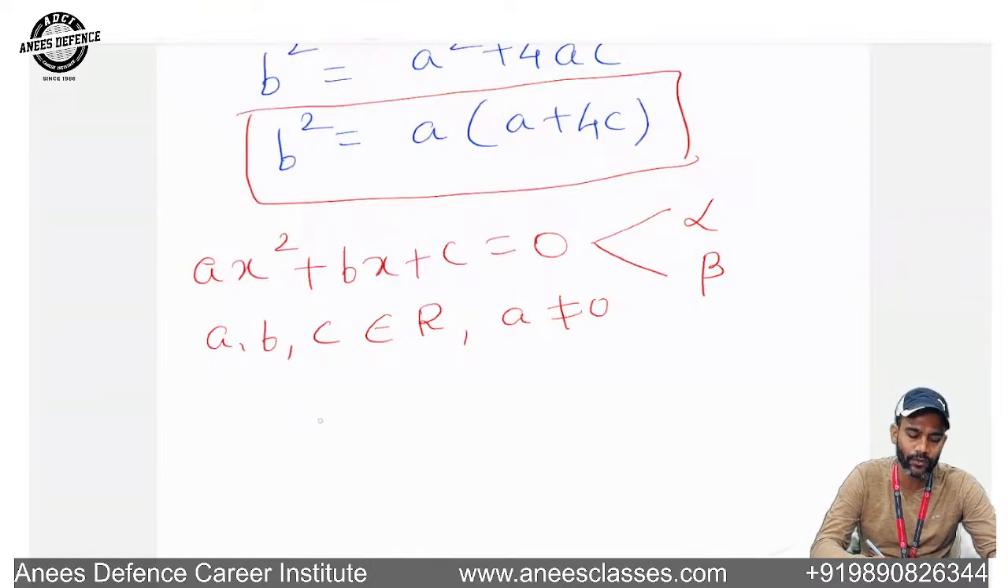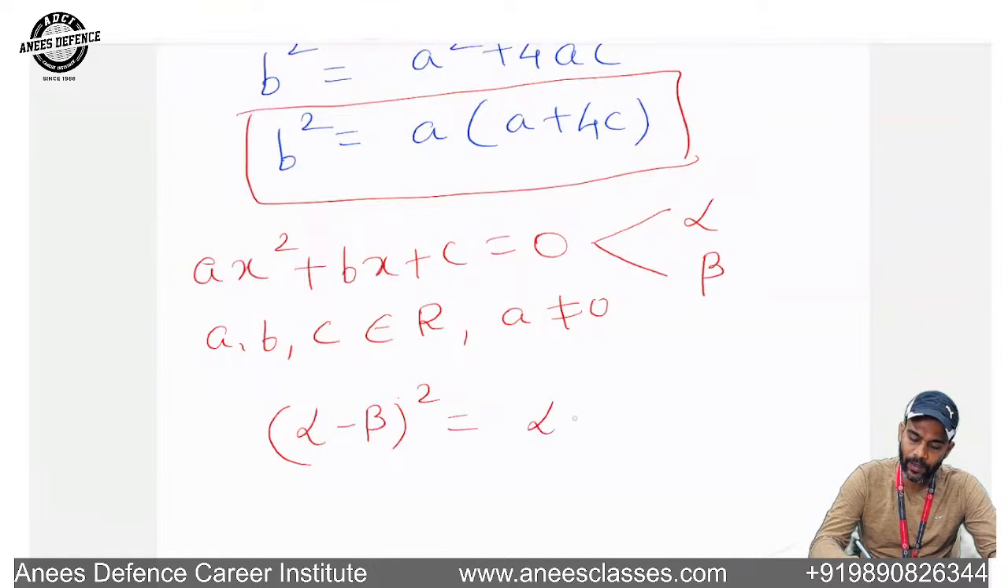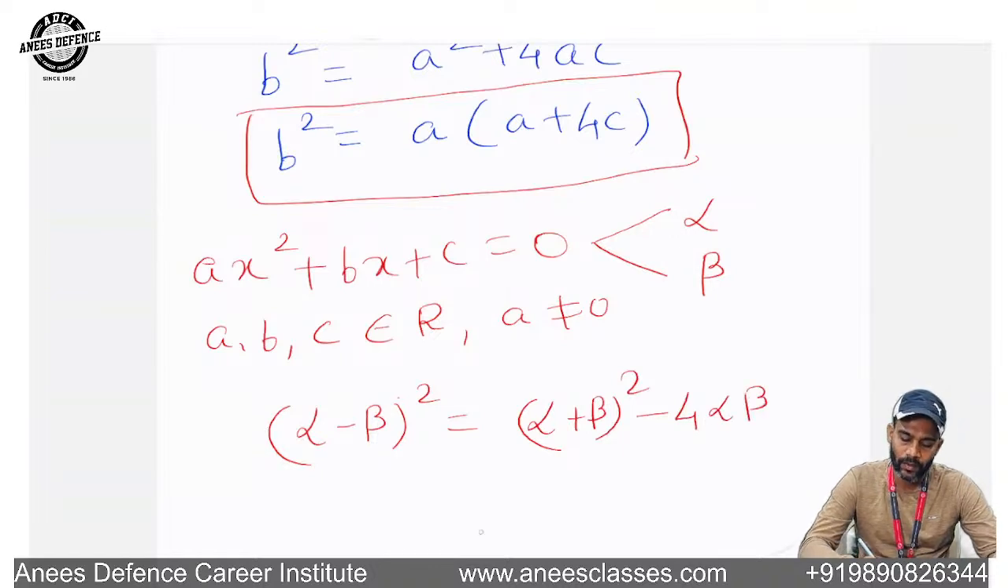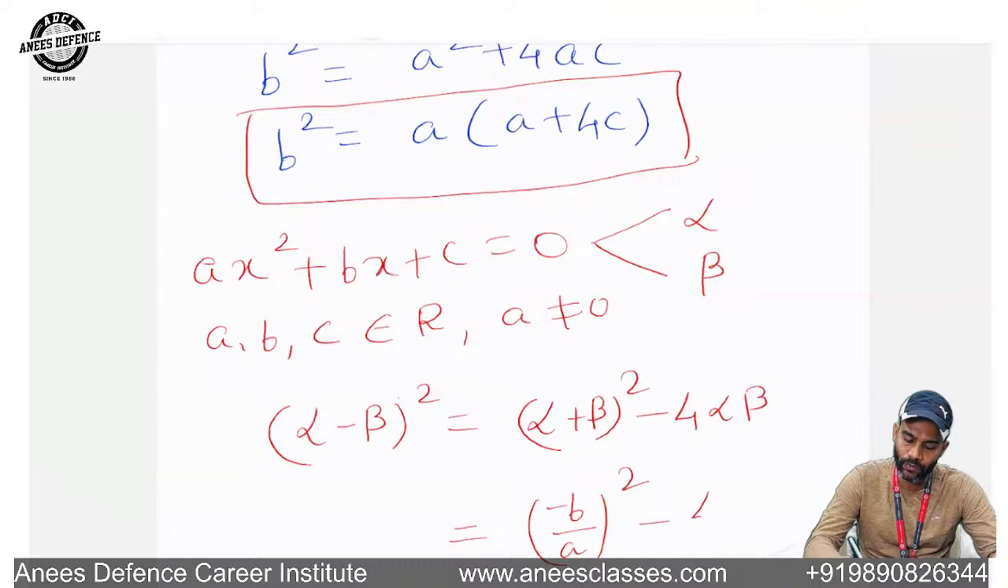You don't have to solve that way every time. Just remember the formula. What is alpha minus beta? Alpha minus beta whole square is what? I can write alpha plus beta whole square minus 4 alpha beta. Yes or no? What is alpha plus beta? Minus b by a. So minus b by a whole square minus 4c by a.